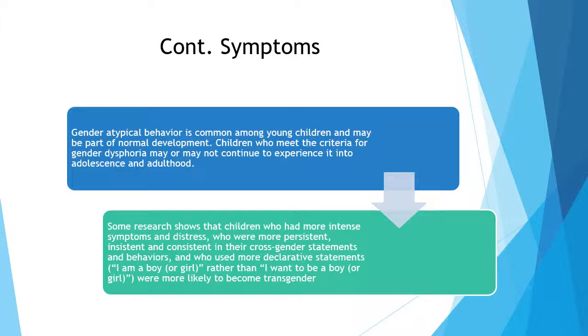Please note that some research shows that children who had intense symptoms and distress, who were more persistent, insistent, and consistent in their cross-gender statements and behaviors, and who used more declarative statements, like "I am a boy or girl," rather than "I want to be a boy or girl," were more likely to become transgender later on in life.